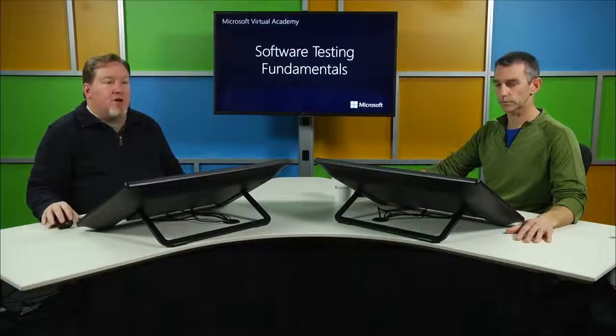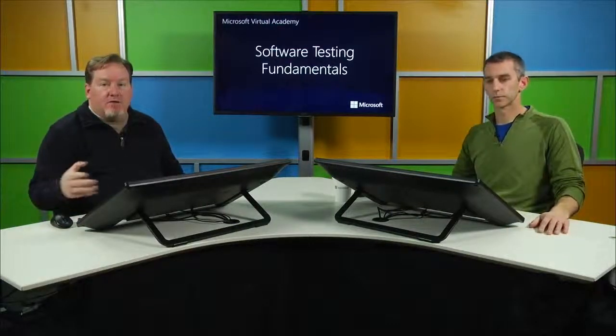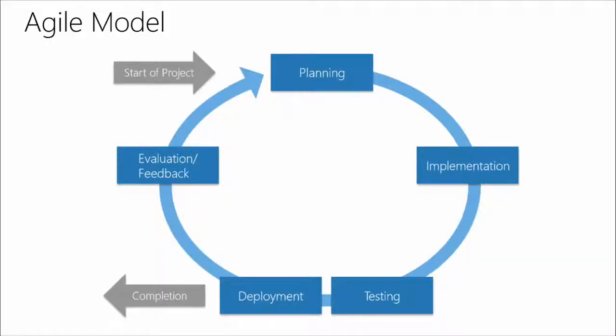So let's go into the Agile model. I think it's important that as we think of Agile as a development process, that we truly understand what those sprints or phases are. So can you walk us through what this looks like? Yeah, so you'll start at the top here, and you'll see the planning phase, and you see that gray arrow that starts the project.